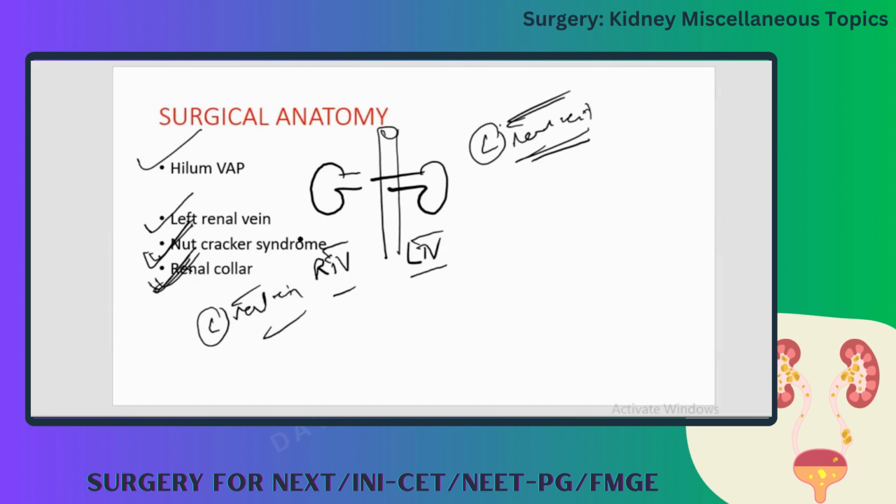So, this is the importance of left renal vein. First is transplant. Second is regarding the vessels: left testicular vein and left gonadal vessels open into the left renal vein. Third is nutcracker syndrome: left renal vein is compressed between the aorta and the superior mesenteric vessels. And finally, the renal collar is also formed by the left renal vein. Okay. Clear these anatomy points?